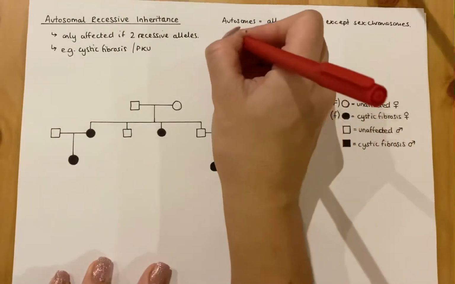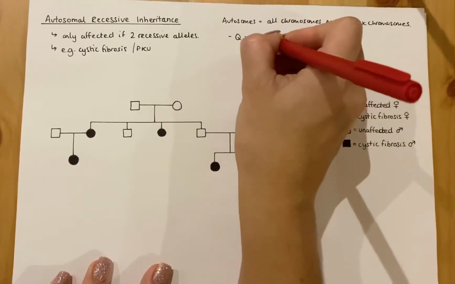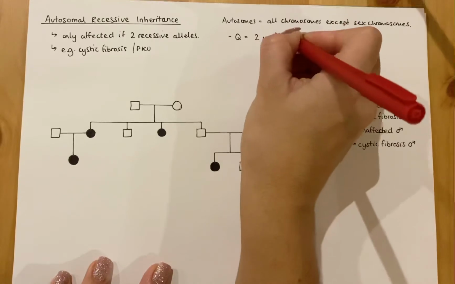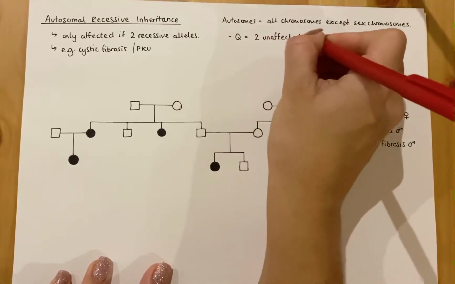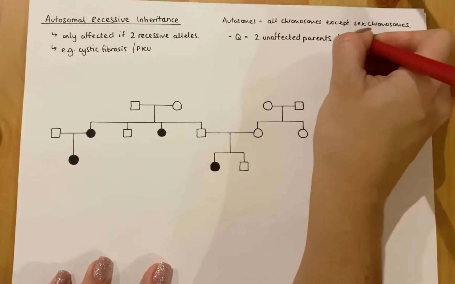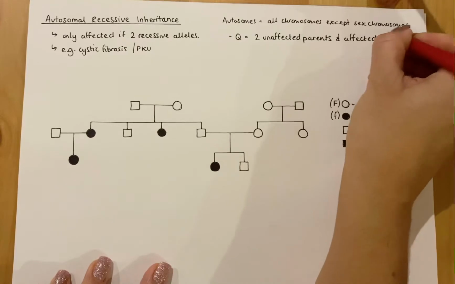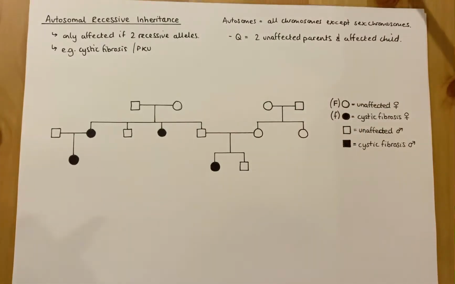A typical example question would be talking about 2 unaffected parents and an affected child. So if you have 2 unaffected parents and an affected child, it would always be autosomal recessive. And what that question would normally ask then is, what is the chances of the next child having the condition?